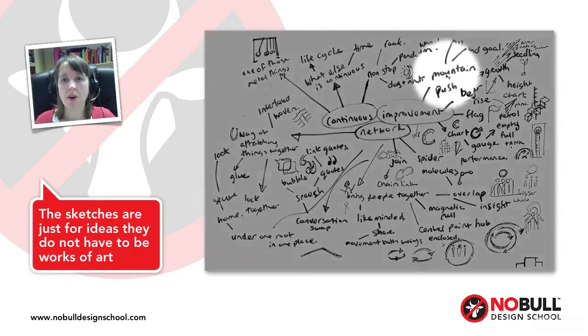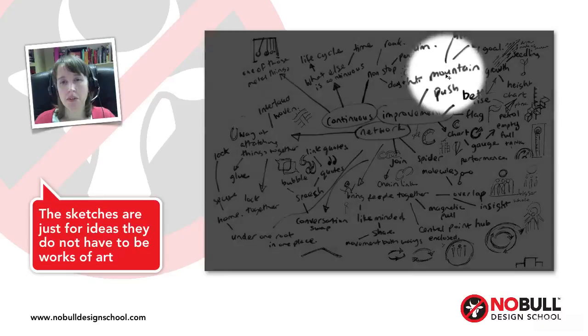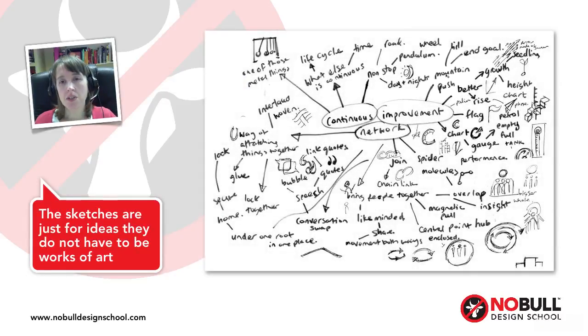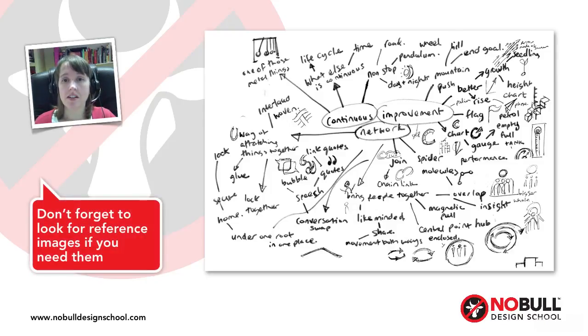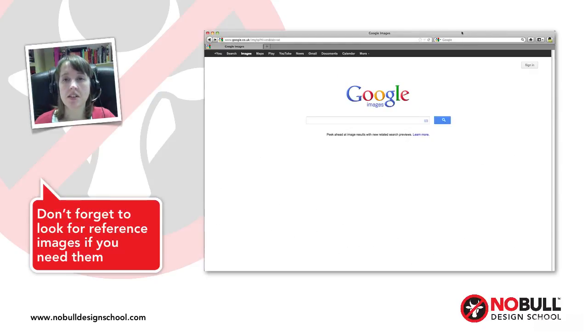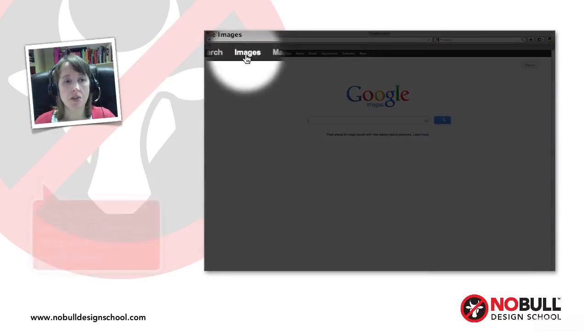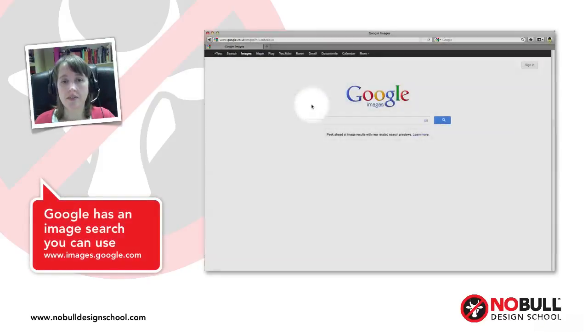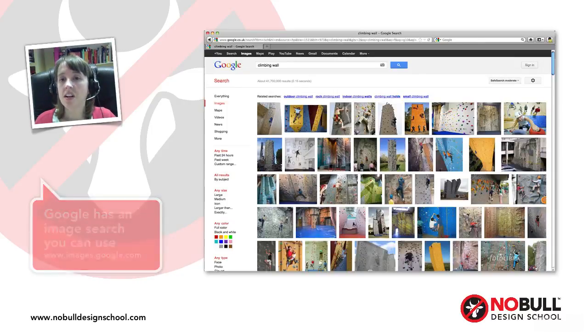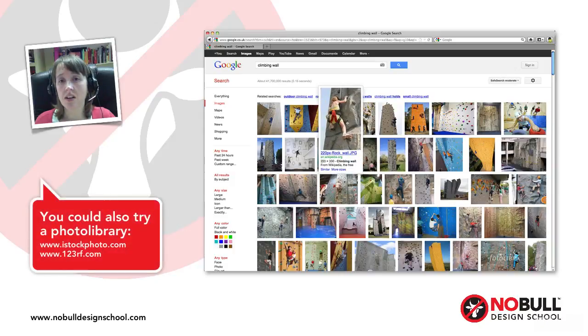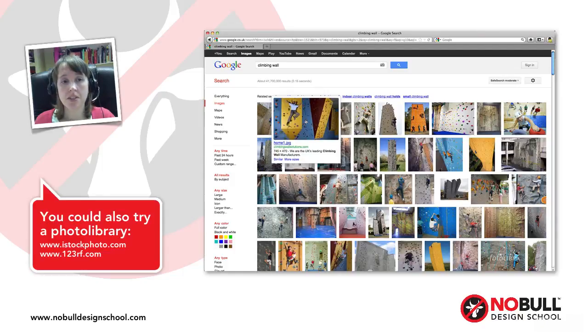Looking back at the mind map, I had the word mountain, and it started making me think of climbing and climbers, and I wondered if I could do something with a climbing wall. So I went and had to look for some reference because I don't really know what they look like. The easiest way to do that is just go onto Google, go to Google Images just by clicking Images up here, search climbing wall, and you'll get a load of reference. And I just download, like you did before at the beginning when you were looking for reference images, just download any images that you think will help you.